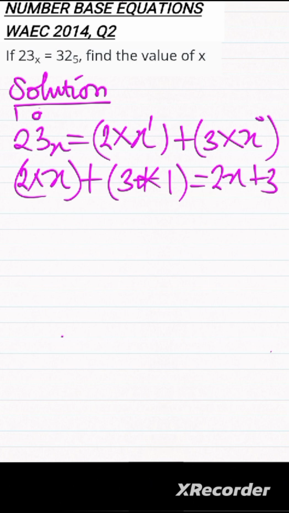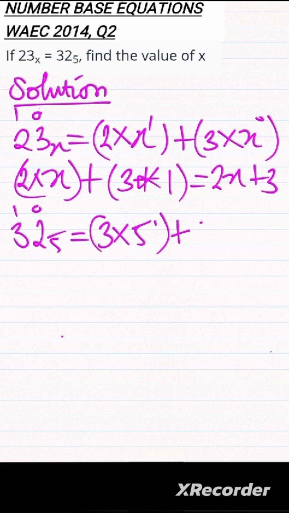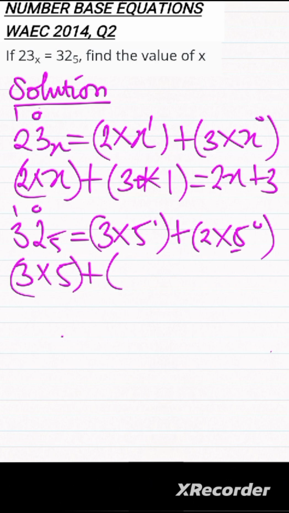We'll pick the second one, 32 base 5. So the same way we write 0, 1 on top. The first number na 3. 3 times 5 raised to the power of 1, since na the first one we deal with, plus the next number na 2 times the base, 5 raised to the power of 0. So the next thing now be say 5 raised to power 1 na 5. That's why we still get 3 times 5 plus anything raised to power 0 na 1.